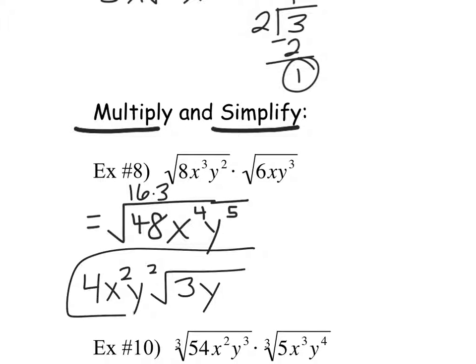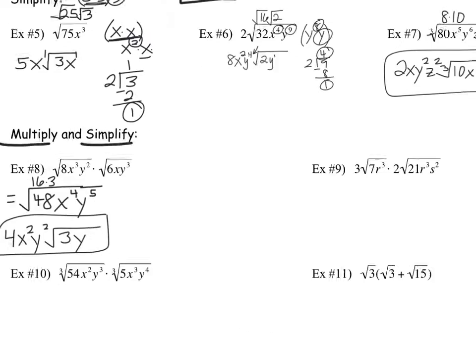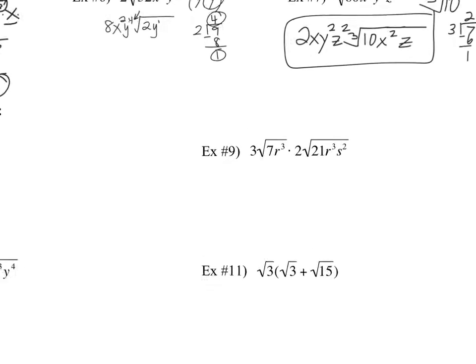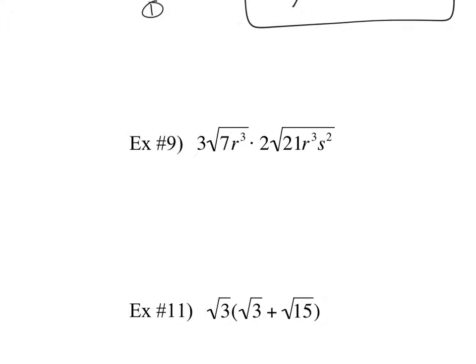Yeah, that's good. Okay. Here we go, number 9. We're going to multiply again. This time I've got some numbers on the outside. So the numbers on the outside are going to multiply together. 3 times 2 is 6. And then on the inside, 7 times 21. Do you need your calculator for that? 147? Does that sound right? 147. And then r cubed times r cubed is r to the 6th. And then s squared.